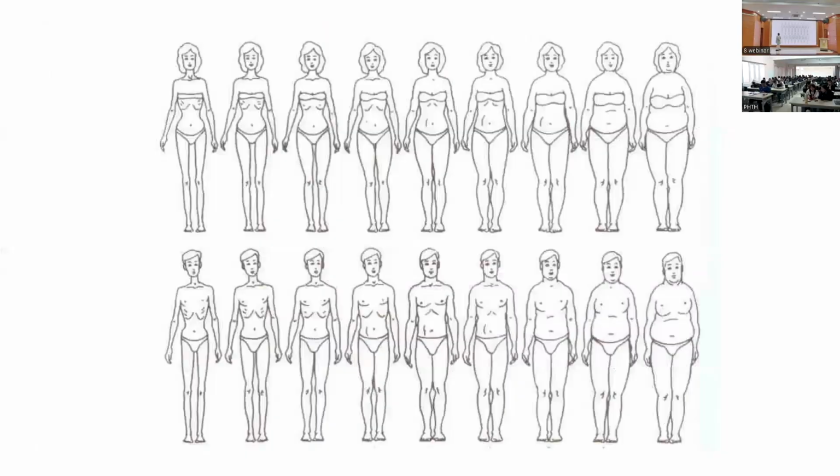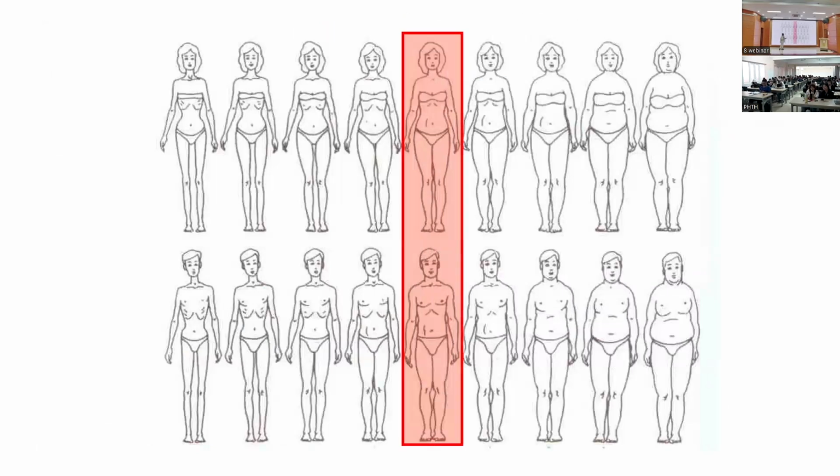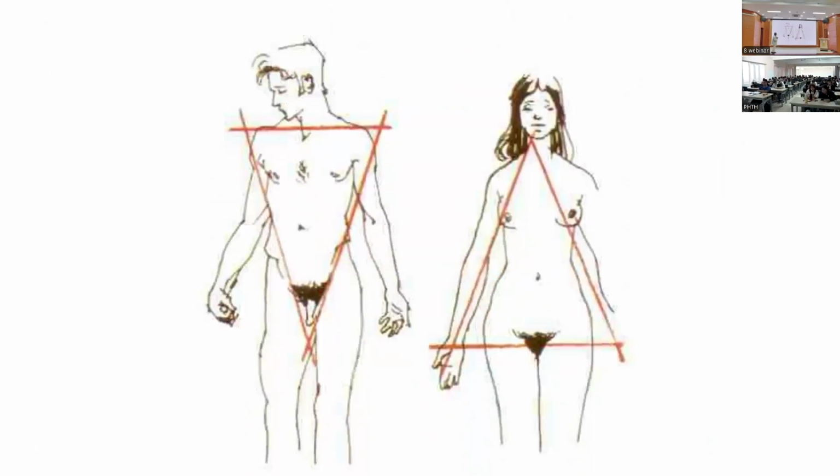Okay, and these are the differences between the male and female bodies, and here in the middle is in fact what we consider the most beautiful and most sexy. And those are the dimorphic shapes of the male and female bodies.